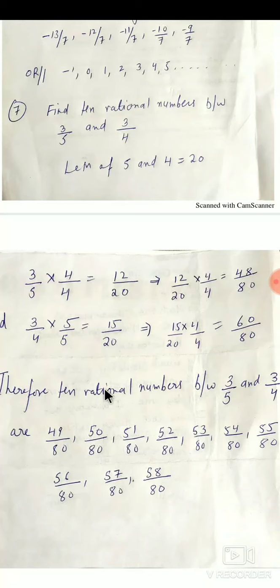But suppose more than 10 are required, then you have to multiply by 5. Or suppose you multiply by 10, it becomes 120 by 200, and this will become 150 by 200. Now between 120 and 150, you can write so many rational numbers. Clear? So multiplying by 10 is the other way to choose. So here we end our exercise 1.2.